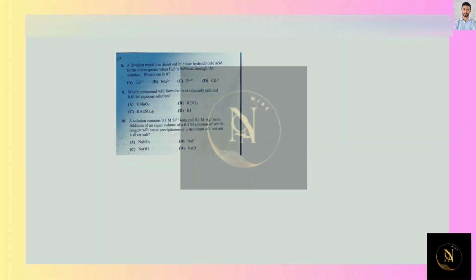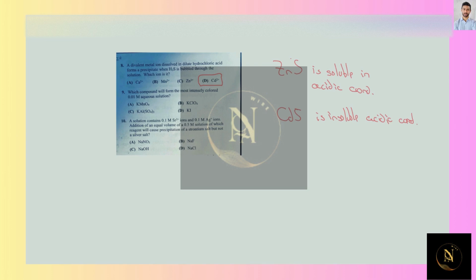Hi, so in this case, we know that for the first question, the answer is going to be cadmium 2+, because we know that zinc sulfide is soluble in acidic conditions, while cadmium sulfide is insoluble in acidic conditions. Remember that adding acid is actually one of the ways in which we can separate zinc 2+ and cadmium 2+ whenever we want to distinguish between these two ions in solution.